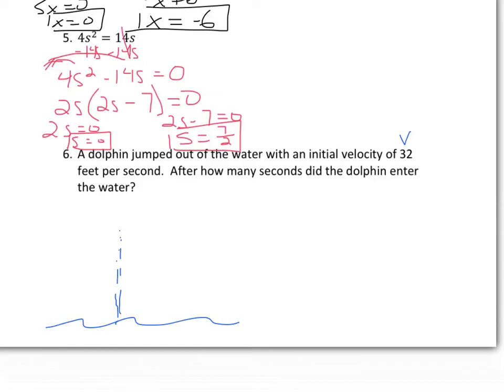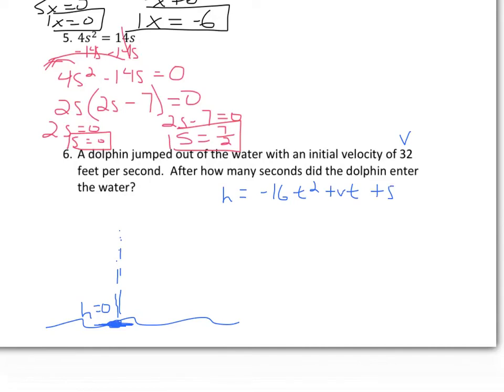So remember that down here at the base, where you're leaving and entering the water, is going to be basically height equals 0. So what we need to do is use this equation. We've got h equals negative 16t squared plus vt plus s. We need to fill in as much of this as we can.